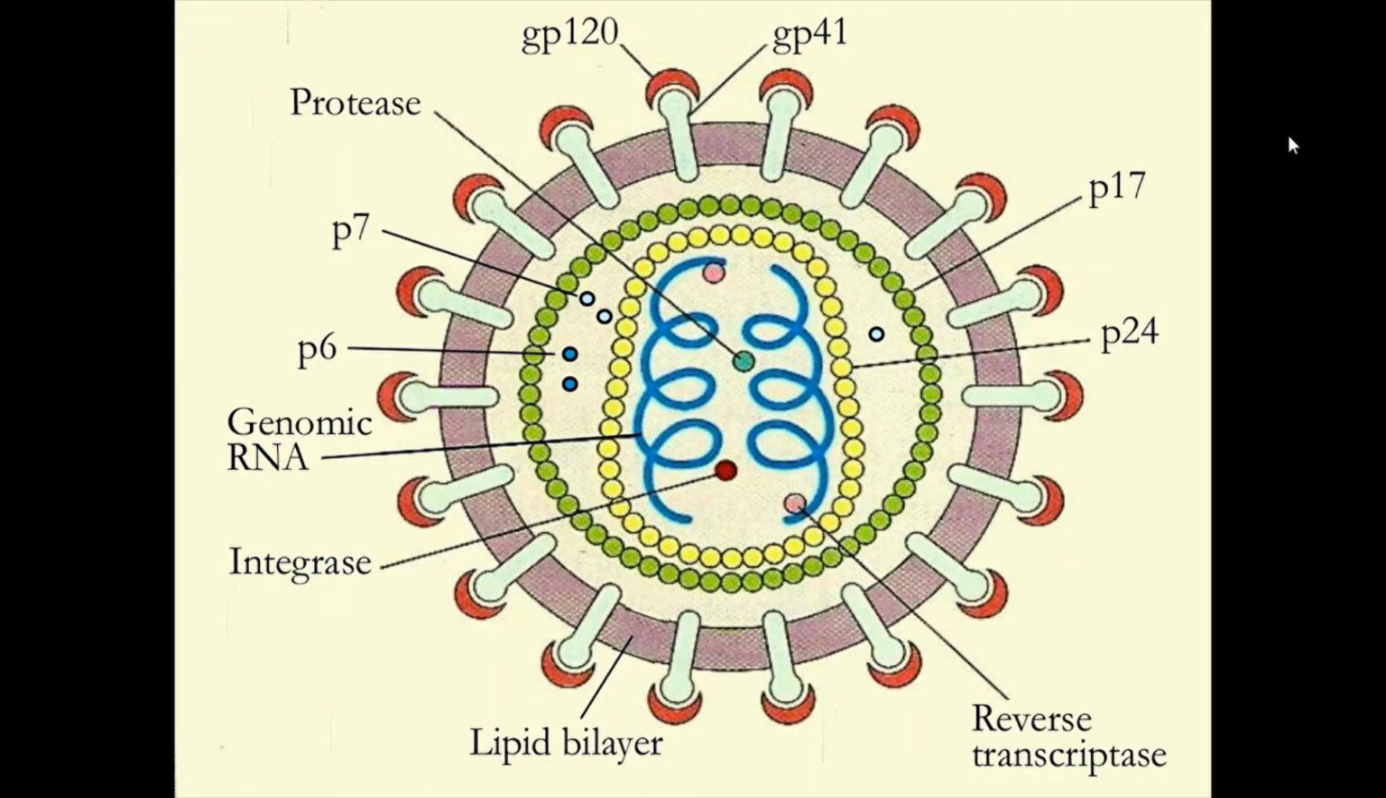Here is the structure of this retrovirus HIV, having the GP proteins and protease, which are the enzymes needed by the virus, and the machinery of reverse transcriptase, the lipid bilayer structure, and integrase for the integration of the genomic DNA. Genomic RNA is the RNA part, and there are other proteins such as P17, P24, P7 and P6.